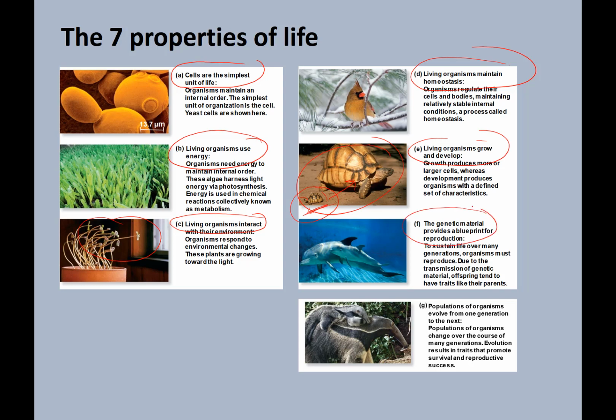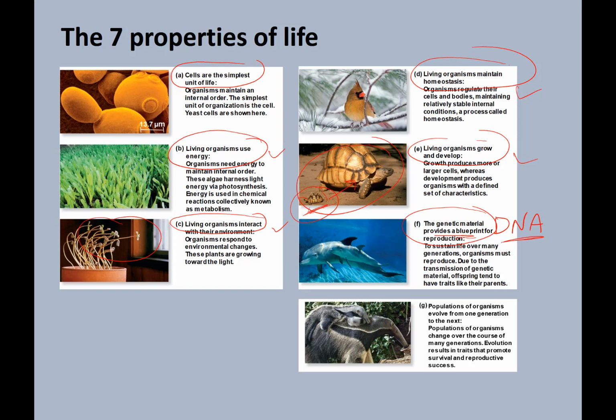The sixth property of life is genetic material. Okay. For all living organisms, that's DNA. In your DNA, and we'll learn a lot about DNA this semester, are the instructions for your cell to interact with the environment and use energy and maintain homeostasis and grow and develop. So the genetic material, the blueprint for reproduction, for making more organisms, is DNA.